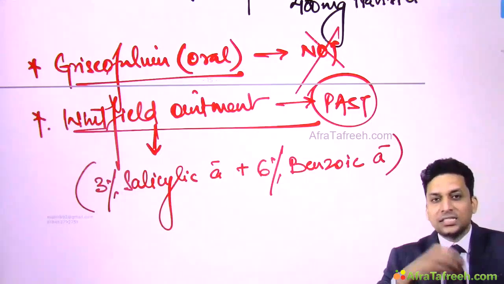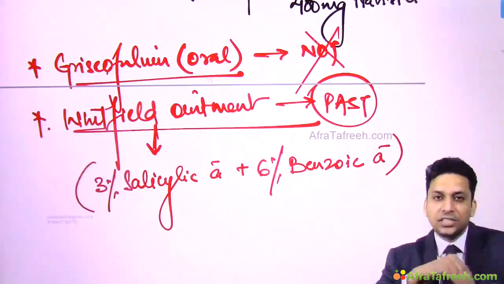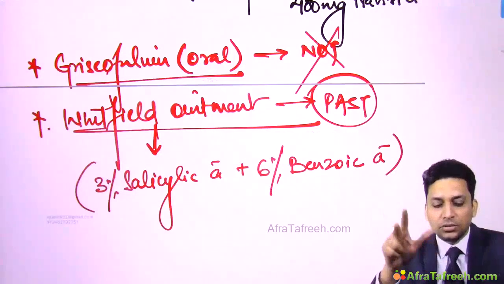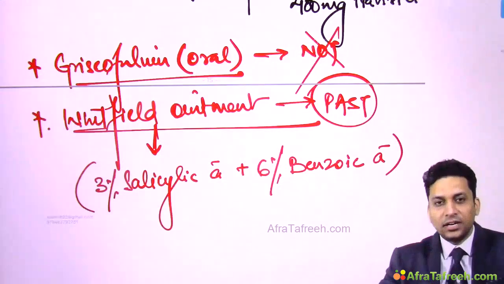Why? Because this causes various side effects. When you apply acid over the skin, it is going to cause burning sensation, irritation, and sometimes it might leave behind pigmentation. So these are the side effects due to which this is avoided and it is no longer used.